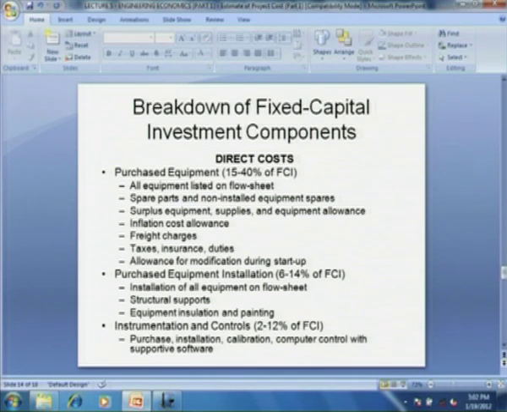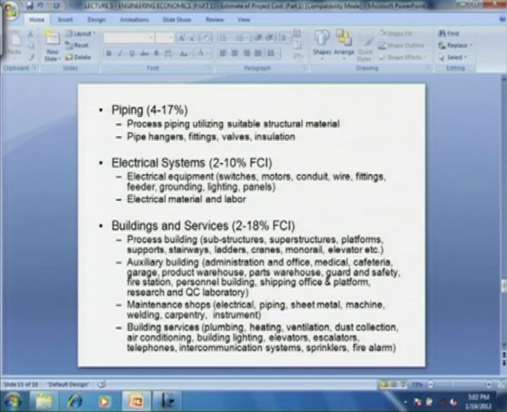This includes installation of all equipment on the flow sheet, then structural support, then equipment insulation and painting. Then the third is instrumentation and control. This is typically 2 to 12% of fixed capital investment. This includes purchase, installation, calibration and computer control with supportive software. Then comes the cost of piping. This is typically 4 to 17% of fixed capital investment. Piping includes all the process piping utilizing suitable structural material, then pipe hangers or fittings or walls or insulation, like the accessories for pipe. Those are all included under the category of piping.